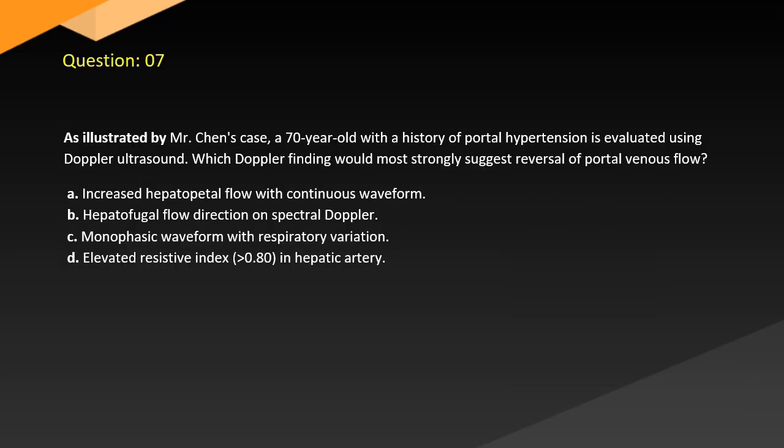Question 7. As illustrated by Esther Chen's case, a 70-year-old with a history of portal hypertension is evaluated using Doppler ultrasound. Which Doppler finding would most strongly suggest reversal of portal venous flow? A. Increased hepatopetal flow with continuous waveform. B. Hepatofugal flow direction on spectral Doppler. C. Monophasic waveform with respiratory variation. D. Elevated resistive index, 0.80, in hepatic artery.